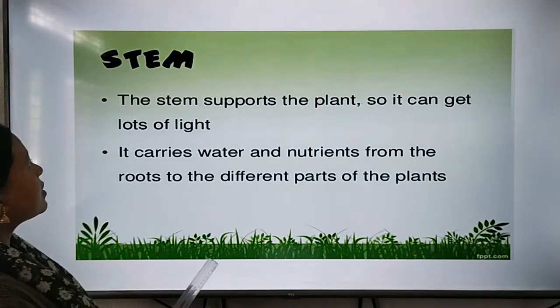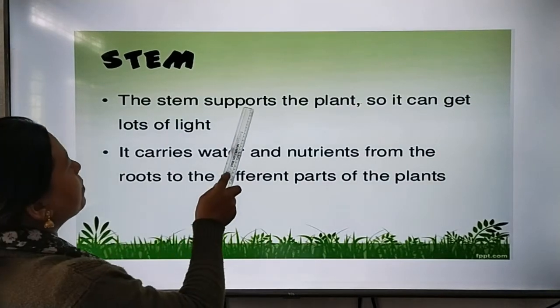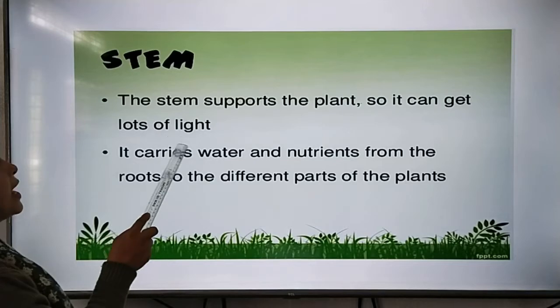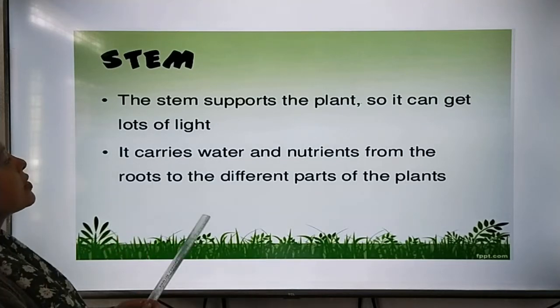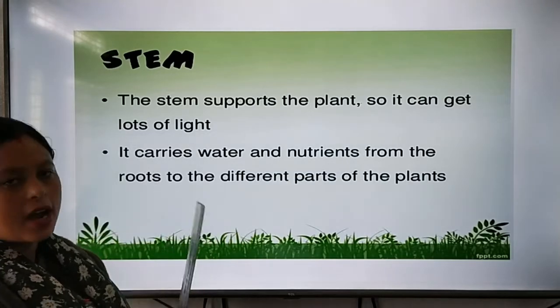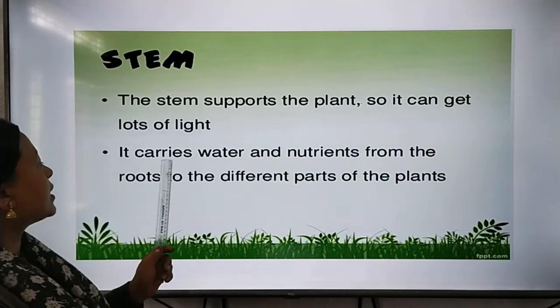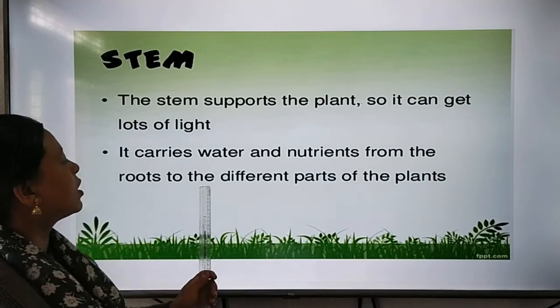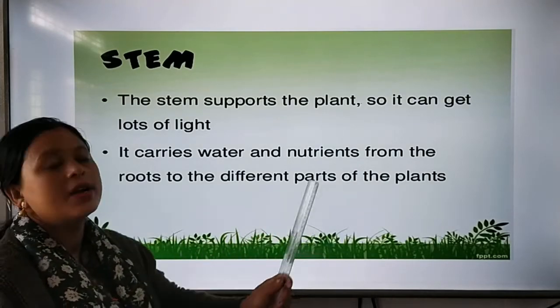Now next one is stem. The stem supports the plant so it can get lots of light. It carries water and nutrients from the roots to the different parts of the plant.